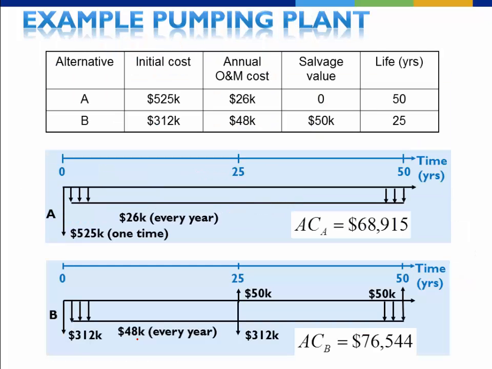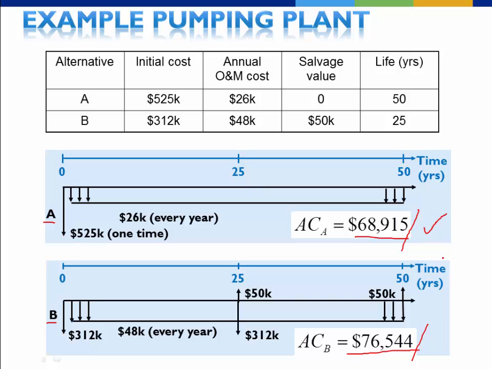So, what are the results? Once we have annualized, the cost of alternative A is $69,000, and the annual cost of alternative B is $76,500 per year. So in this case, when you compare these two options, the one that you select, because it's the cheapest one, is alternative A.